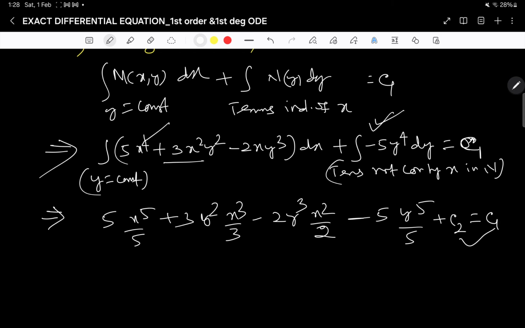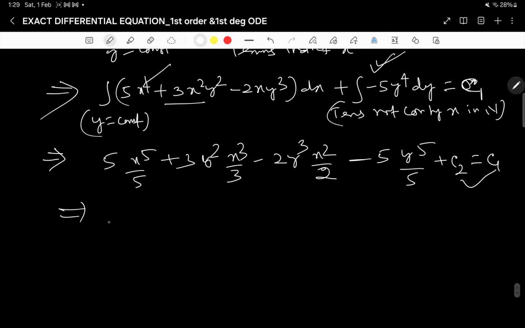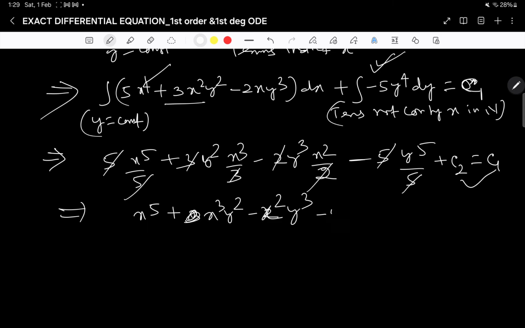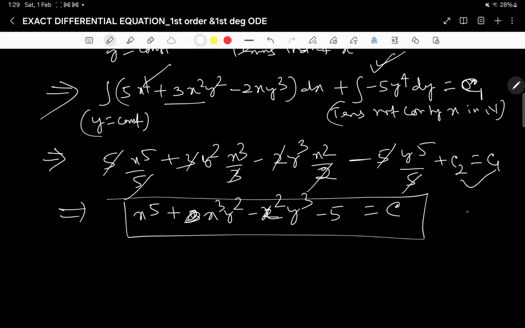Now these two constants are adjusted here, so that means it is x^5 plus 3x cube y square minus, these 3 and 3 will cancel, 5 and 5 will cancel, 2 and 2 will cancel, minus x square y cube, 5 and 5 cancelled, minus y^5 is equal to some c. So this is my final answer.